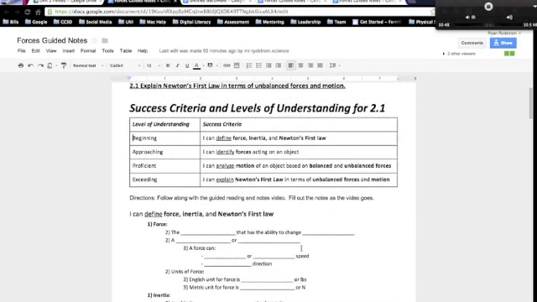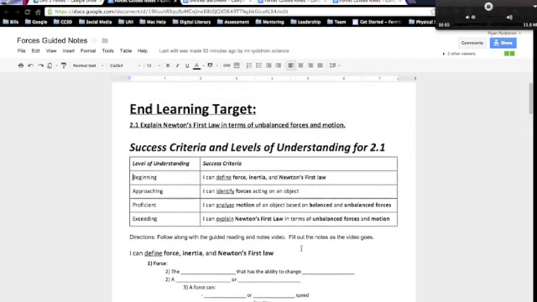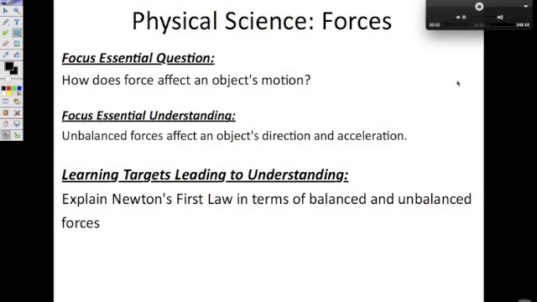So take a moment, pause, and reflect about what that means for your own ownership of your own learning. It will really help you, and for my own learning, I wish I would have had that because I can clearly tell where it is that I'm at. If I can only define a force, I know that I'm beginning level. But if I can start identifying the forces acting on an object, I know that I will be at the approaching level, and so on and so forth.